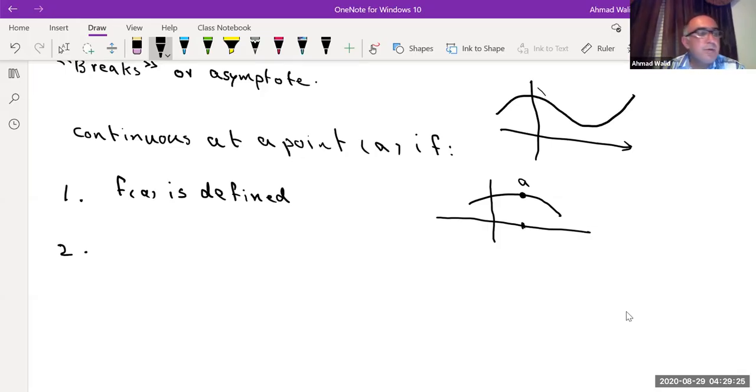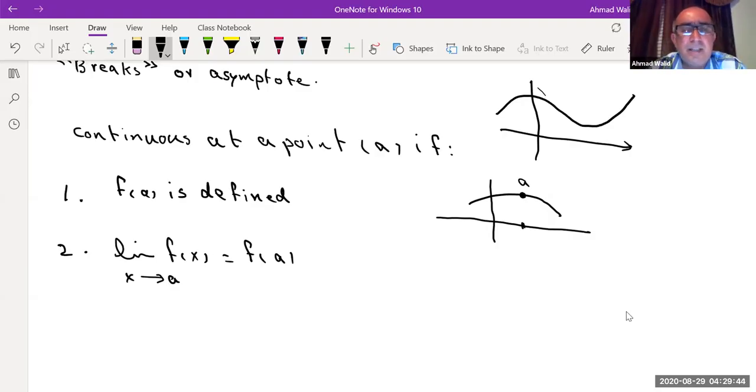Number 2, the limit of f of x as x approaches a should be equal to f of a. Remember this? I explained this rule as direct substitution at the beginning of the limits, maybe in lecture number 2 of the limits. There is a method, direct substitution, which you can use when the limit of f of x equals f of a, which means a is in the domain of f. That's the meaning of a being in the domain of f.